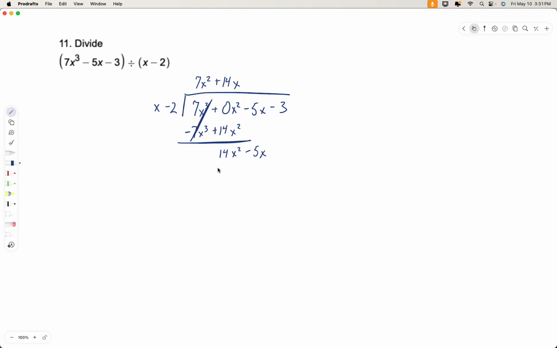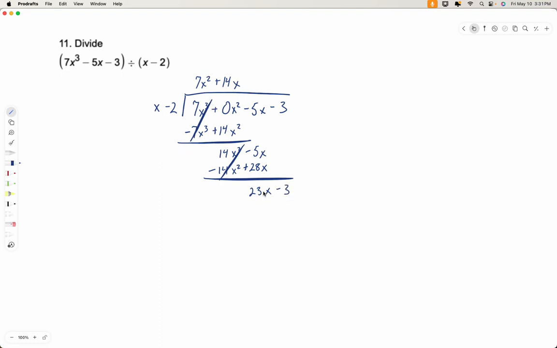14x times x is 14x squared. And 14x times negative 2 is negative 28x. Change the signs to subtract. These cancel. This becomes 23x. Bring down the negative 3.